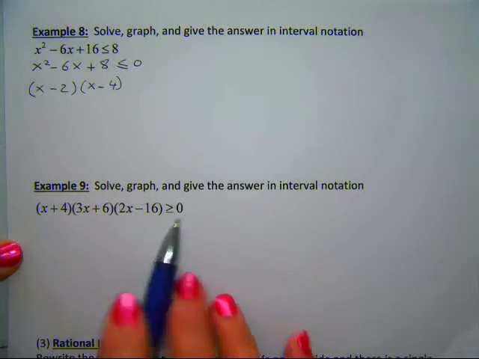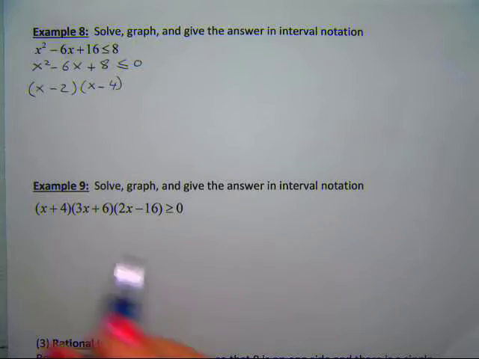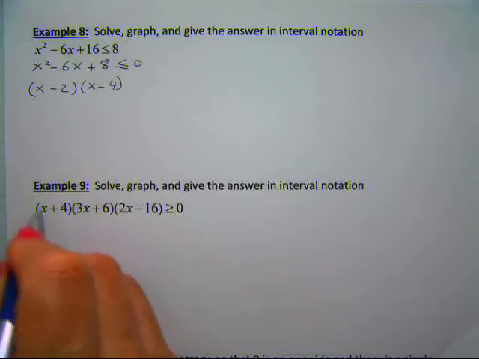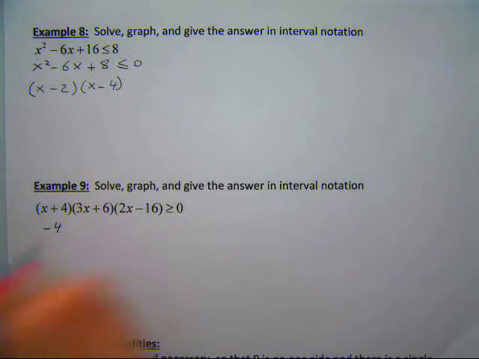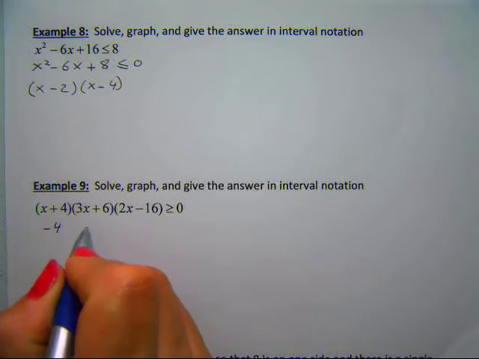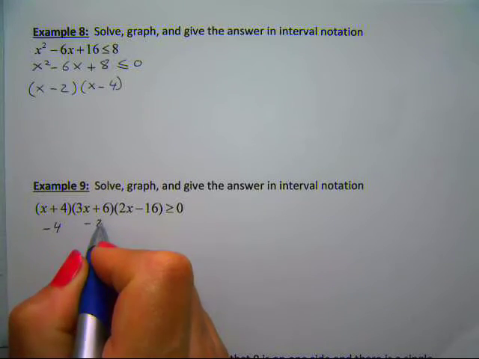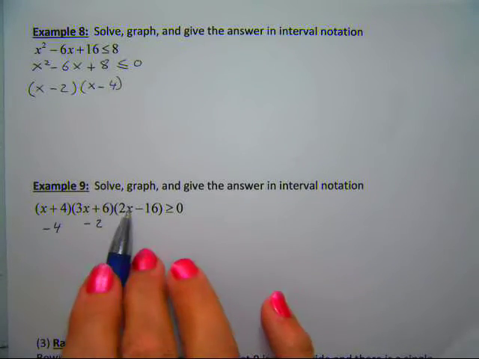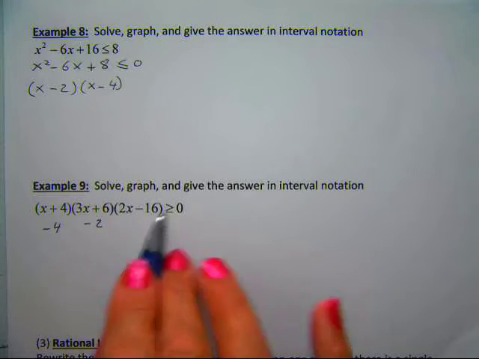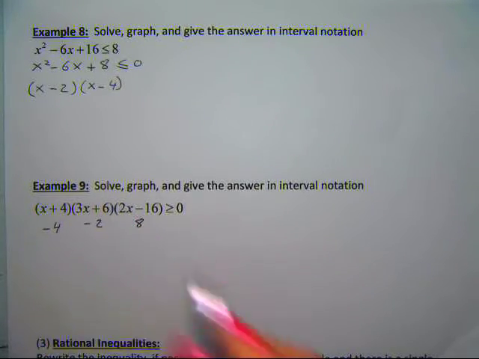It's already in factor form, so life is kind of simpler. Let's see. This factor is 0 when x is negative 4. This factor is equal to 0 when x is negative 2. And this factor is equal to 0, 16 divided by 2, when x is 8.